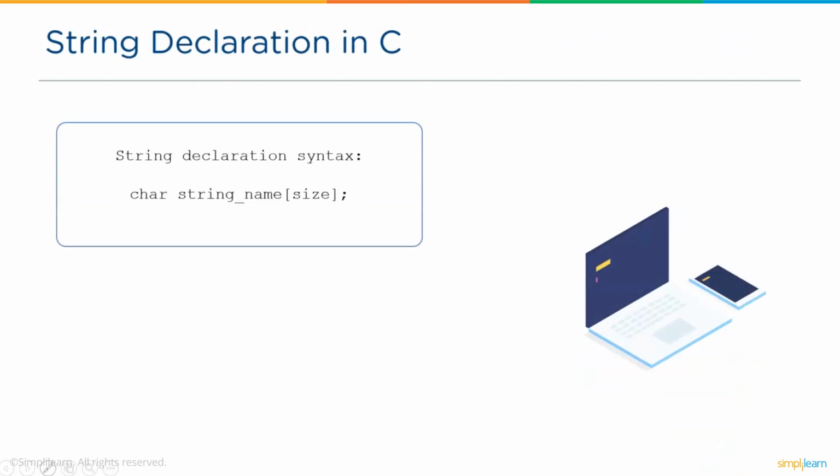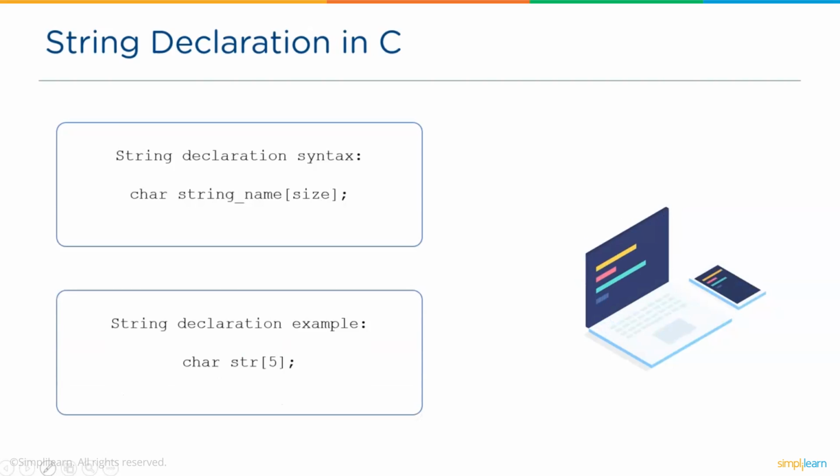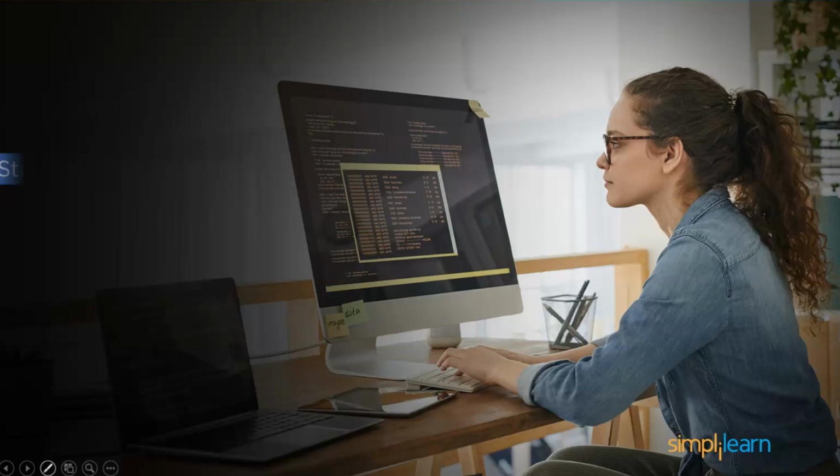We have the data type followed by string name and the size. Always a string must be declared of data type character. For example, we have char as data type, string name as str, it can be any name, and followed by the size of a string. If the string size is 5, the last character would be a null character represented as a terminating character in the C programming language. Now that we know how to declare a string in C, moving ahead, let us understand string initialization.